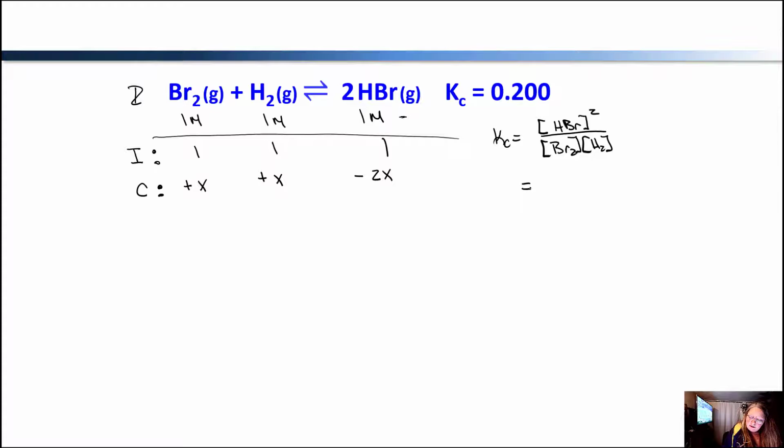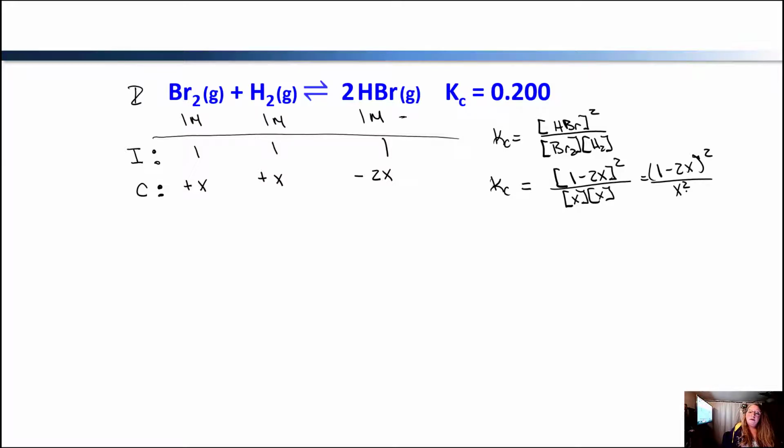And when we put in our values, what do we have? We have 1 minus 2x, that quantity squared, divided by x times x. And that equals Kc. So this is just like the other one that we had, because this is going to simplify down into 1 minus 2x squared divided by x squared.